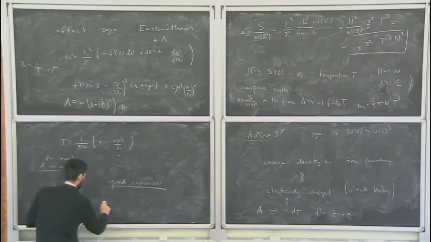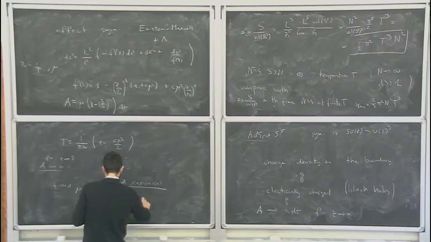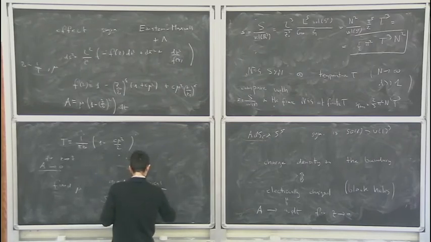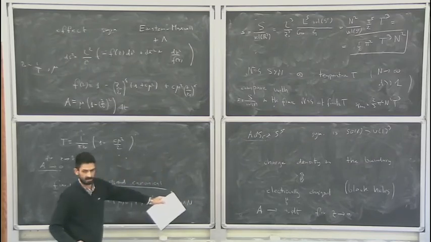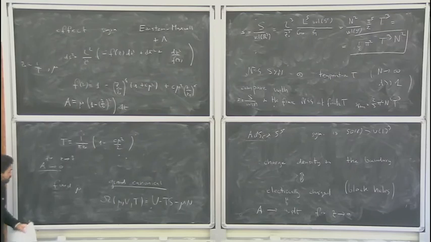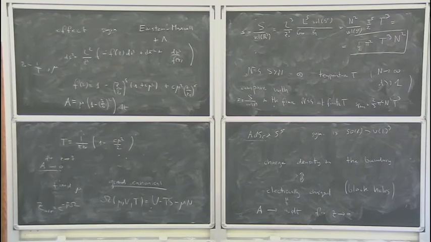So in the grand canonical ensemble, just recall from your statistical mechanics lectures, we have this relation, where here I write n as charge density or particle density. And that is related to the partition function through Z of the field theory equal to e to the minus beta omega. Right, so this is all field theory.